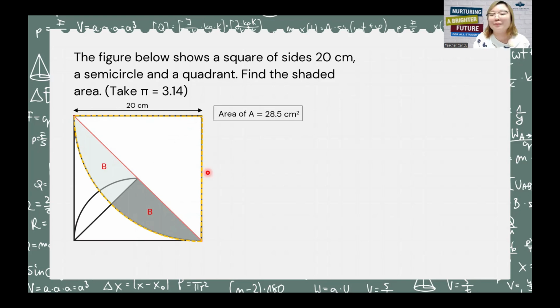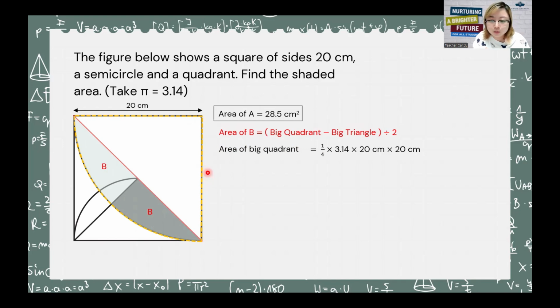Okay, so let's see what we can do. Area of B equals the big quadrant minus the big triangle, then we divide by 2. Area of the big quadrant, notice that the radius is already there, 20 centimeter, the side of the square. So that will be 1/4 times pi times 20 as our radius times 20 as our radius, which will be 314 centimeters square. How about the triangle? Area of the big triangle will be half times 20 times 20, the base and the height. That will be 200 centimeters square.